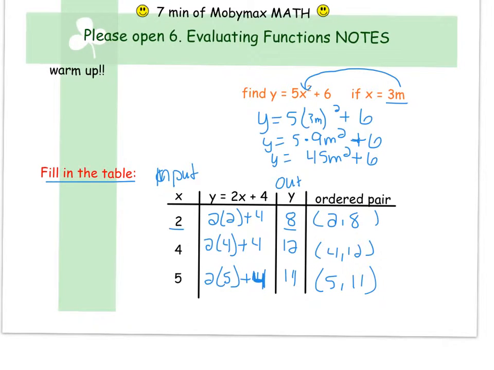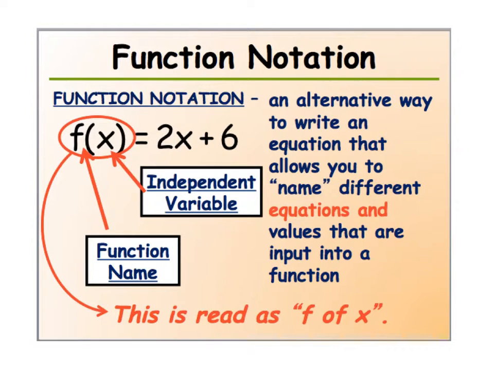So what is function notation? Function notation is just an alternative way to write an equation that allows you to name different equations and values that are input into a function. So it's just a different way of writing it. So we're used to this being a y, but with function notation it looks like this, where this x is still going to be your independent variable, and this is the function name, and it is read f of x. So the function of x is this.